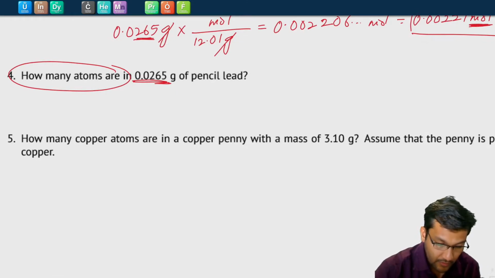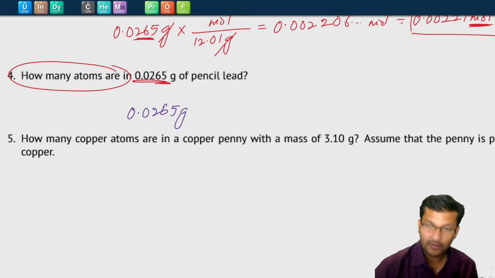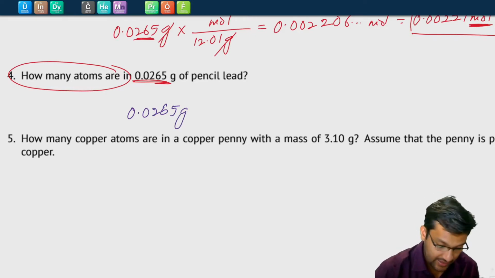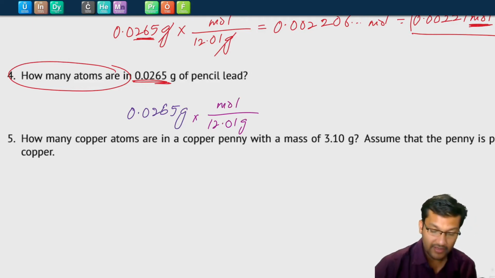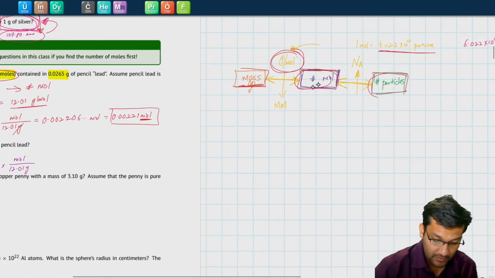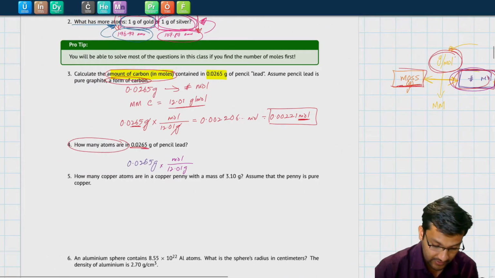Okay, so we're starting with mass, 0.0265 grams. Again, it's still the same pencil lead. We're gonna use the molar mass to convert that to number of moles, so that's 12.01 grams per mole, and that will give us number of moles. And then we use Avogadro's number to go from moles to number of particles.